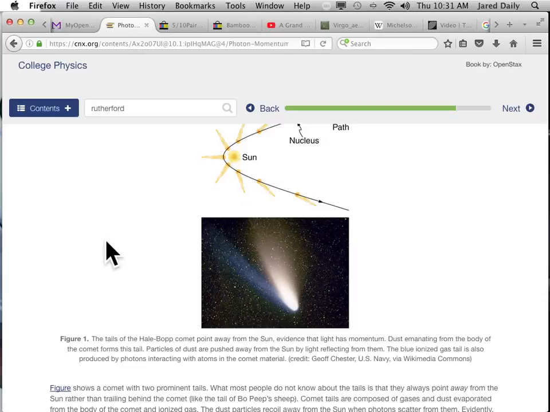Anyway, an astronomer from hundreds of years ago came up with this idea that the sun actually had some kind of wind associated with the light. The light was so bright coming from the sun that it was like wind, pushing the tail of the comet away from the sun. And in a way, he was correct.